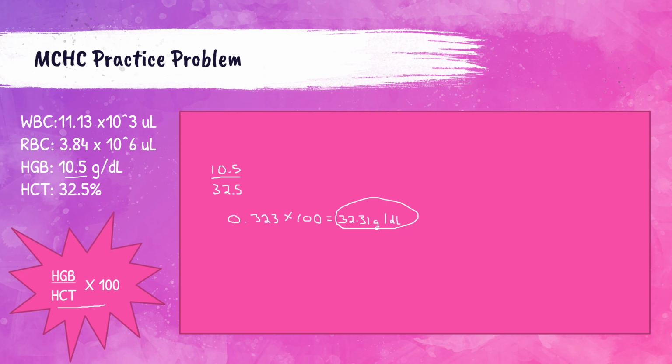Actually, it's on the lower side of normal, but it's still normal. The reference range is 32 to 36 grams per deciliter, and this patient is 32.31. So this particular patient has a normal MCV, which we already did on a previous calculation, and a normal MCHC. So we would call those red blood cells normocytic, normochromic, right? Hopefully that helps you.